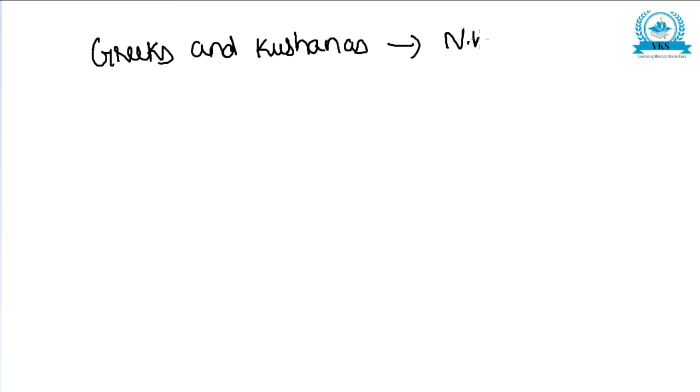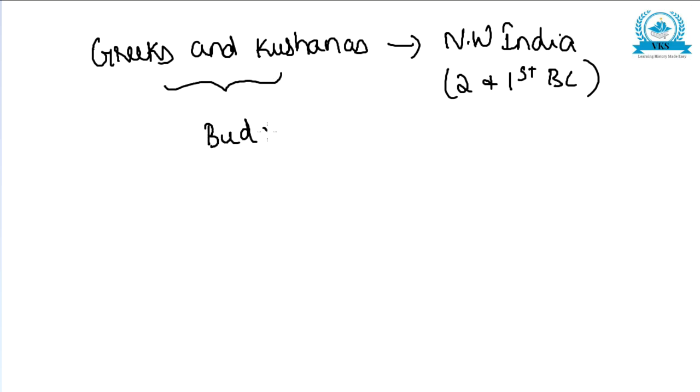The popularity of Buddhism further increased when the Greeks and Kushanas established their hold over northwest India, in the 2nd and 1st century BC respectively. They embraced Buddhism and did their utmost to popularize it.